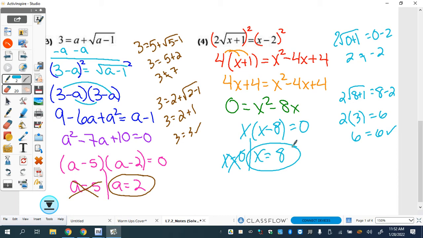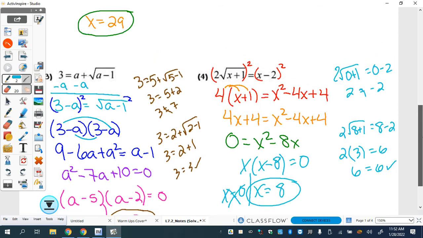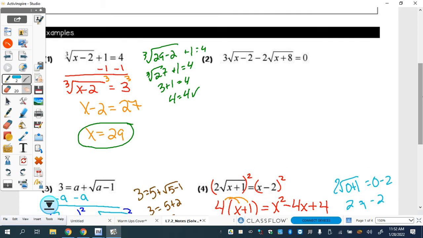All right, let's go back up to 2. What's different about problem number 2 there? It's got 2 radicals. That makes things a little bit trickier. So what we want to do is you still want to isolate the radicals. So you want one radical on one side of your equal sign. You want your other radical on the other side of the equal sign.